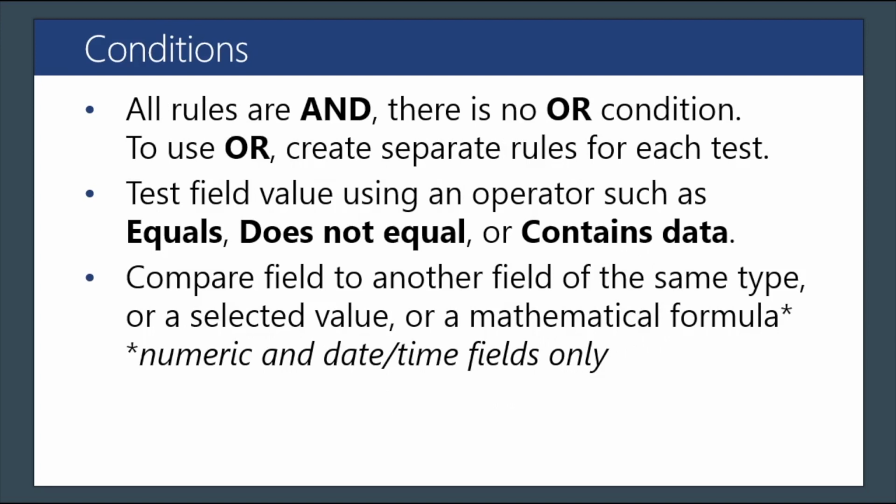When you define conditions for a business rule, you want to make sure that you understand when you're creating conditions, how those conditions behave. And then, of course, you want to make sure that you're testing. Typically, it's driven by testing a field value, whether something contains data or not, whether it equals or does not equal. You have the ability to do this, and then you also have the ability to compare to another field of the same type or a particular value, or potentially even a mathematical formula or a date time.